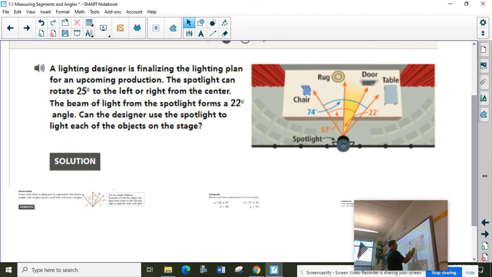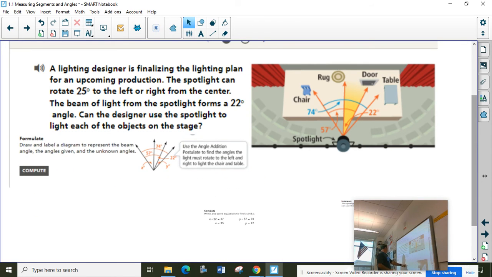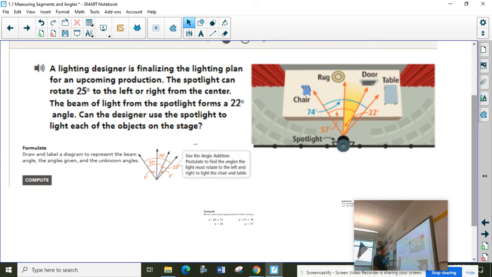So it only can go 25 degrees, right? It can only go in there. So is it going to be able to hit all of these, right? That's what they're trying to look for here. So as we sit here, we're going to formulate this. We're going to draw up a diagram. So we drew up a little diagram here.